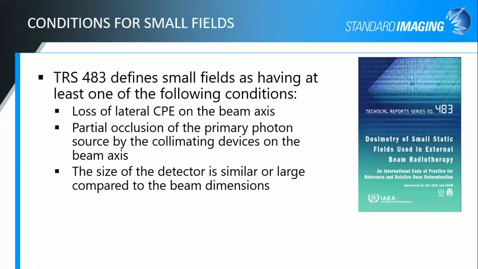So to the topic at hand, if we're talking about small fields, we need to define what we mean by small fields. The AAPM and IAEA report TRS 483 defines small fields as meeting at least one of these three conditions: either loss of lateral CPE, charged particle equilibrium, on the beam axis; partial occlusion of the primary photon source by the collimating devices on the beam axis; or the size of your detector is similar to or large compared to the beam dimensions.